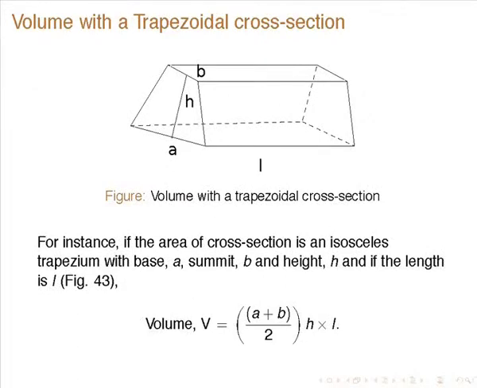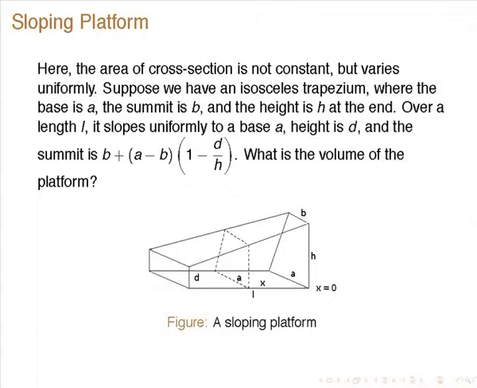Similarly, volume with a trapezoidal cross section is given to be, we know that if A is the base and B is the summit and H is the height, the area of cross section is (A plus B) by 2 into H, right, that is the area of cross section. So, this multiplied by this L. So, that is the volume with trapezoidal cross section. Okay. So, then he talks of a sloping platform. So, here the area of cross section is a frustum, etc.